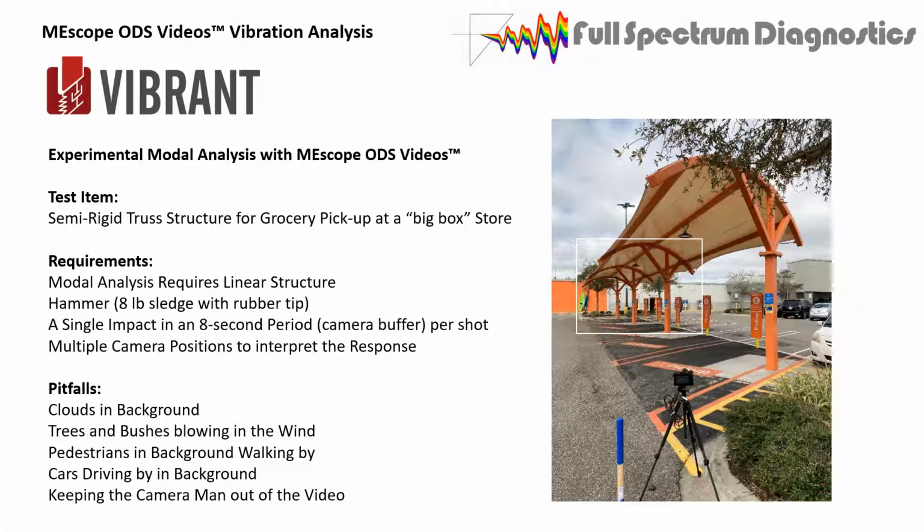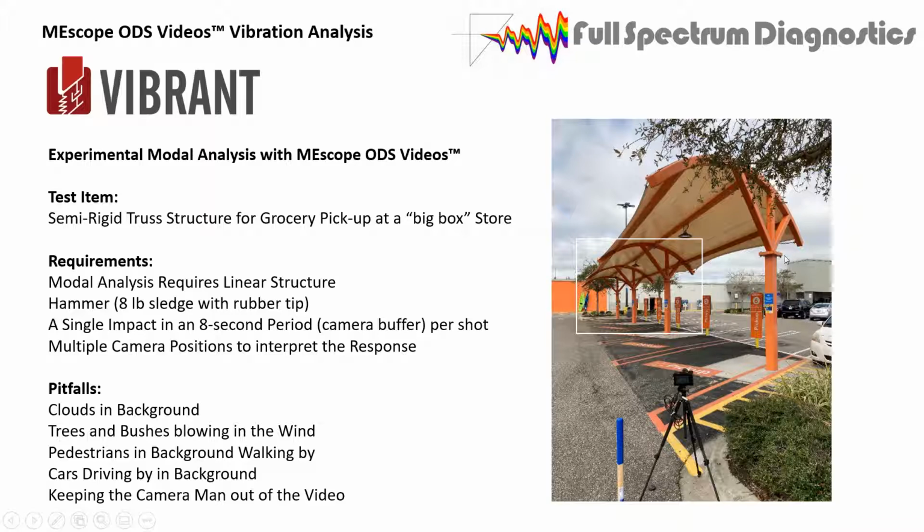Now the pitfalls. Multiple camera positions to interpret the response, that was key, because trying to mimic a 3-dimensional mode shape with a camera and an XY display is a little difficult, but with different directions, it's great. Other pitfalls: clouds in the background, which I mentioned, and trees and bushes blowing in the wind. I had pedestrians in the background walking by. There was a fantastic brake smoking area right by the kayak next to the wall. Cars were driving past in the background, and keeping myself out of the camera video took a little thought. If I took this whole frame, I'm hitting it at this truss right here.